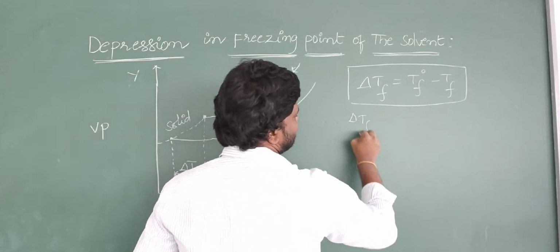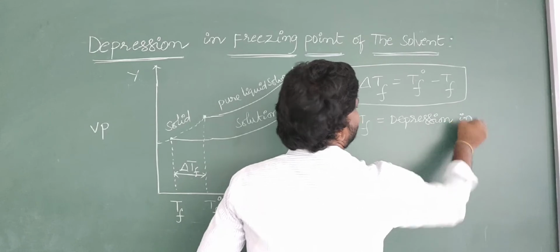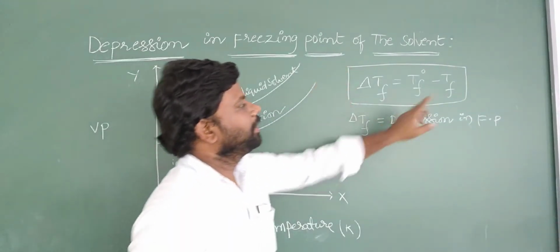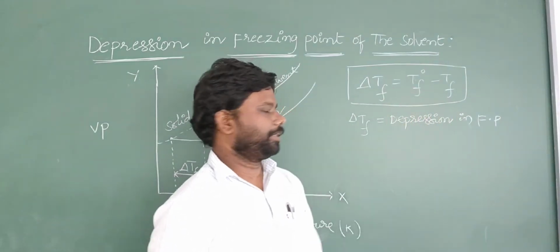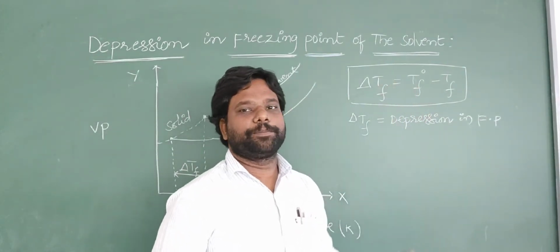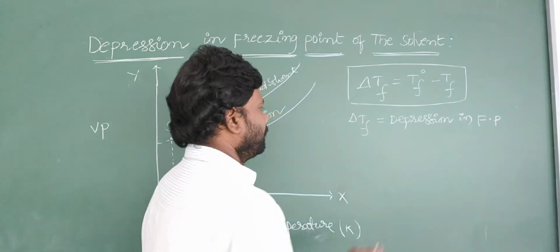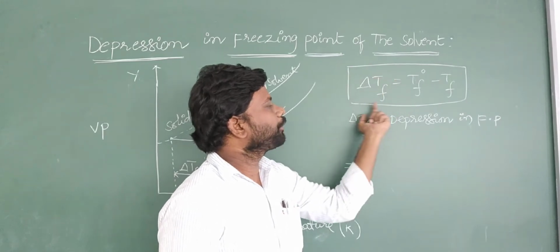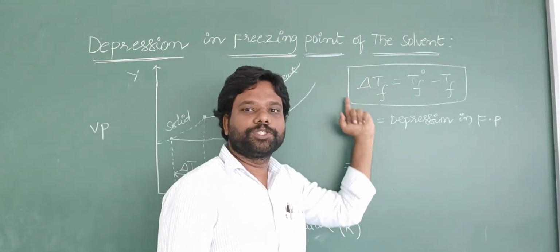So delta TF is the depression in freezing point. Based on this equation, the freezing point of the solution is always less than that of the pure solvent, and the difference between the freezing point of the pure solvent and the freezing point of the solution is called depression in freezing point. This depression in freezing point acts as a colligative property, so it depends on the number of solute particles but does not depend on the nature of the solute particles.